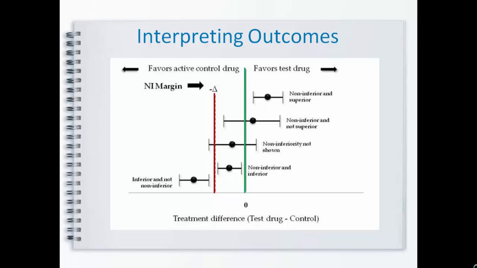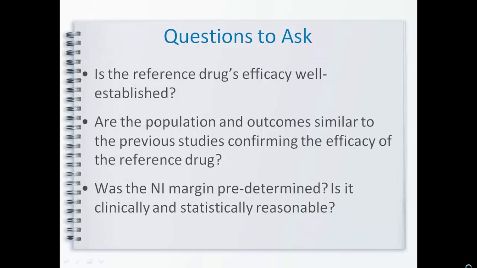When analyzing a non-inferiority study, don't forget to ask yourself the following questions. Is the efficacy of the reference drug well established? In addition, make sure that the efficacy studies for the active comparator are similar in population and outcomes to the non-inferiority study. Lastly, it is important that the authors of the study predetermine the NI margin and choose a margin that is both statistically and clinically reasonable. Not predetermining the NI margin introduces bias, and may signal that the study is a superiority study that failed and was converted to a non-inferiority design.